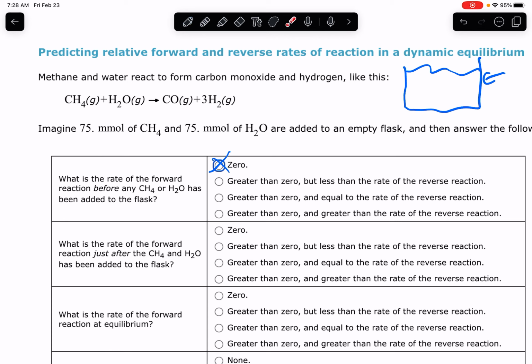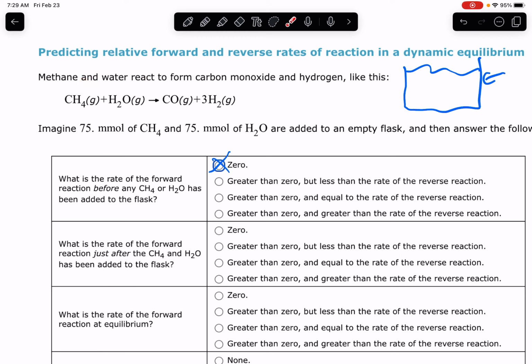It says, what is the rate just after the CH4 and H2O have been added? So the instant we add the CH4 and the H2O in there, the reaction is going to start going like this, right? When we take a look at our choices, what is the rate of the forward reaction? Well, it can't be zero because clearly the reaction is going. Greater than zero, but less than the rate of the reverse reaction? What that's saying is this, and remember, this is important: as the reaction starts to go in this direction, as soon as you have products, a little bit of it is going to start going back the other direction.